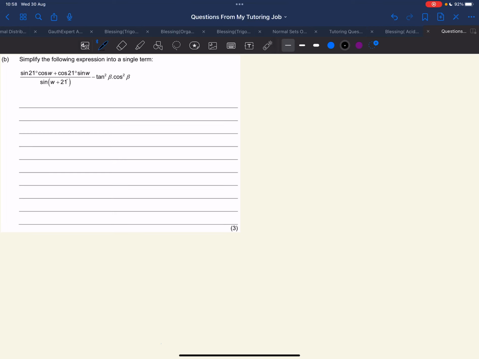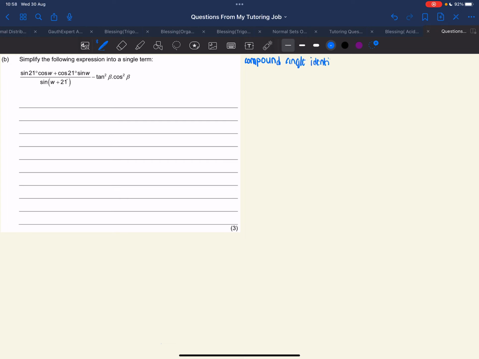Okay, right now in question B, they say to simplify the following expression into a single term. The expression we're given is sine 21 degrees cos W plus cos 21 degrees sine W, over sine W plus 21 degrees, minus tan squared beta multiplied by cos squared beta. What I presume we may need to use in that question is the compound angle identity for sine.